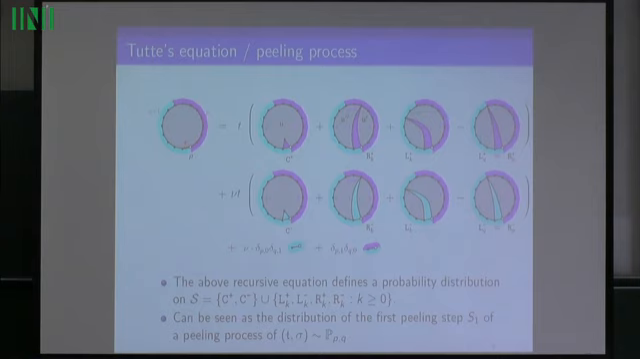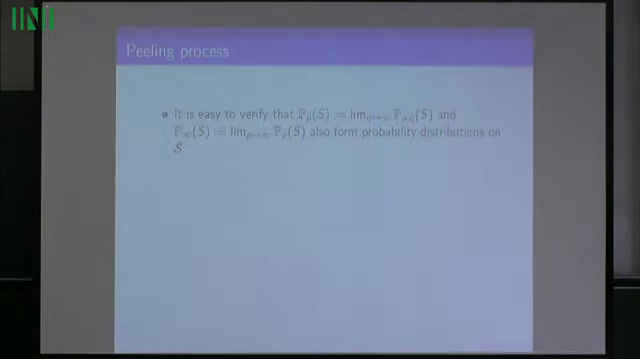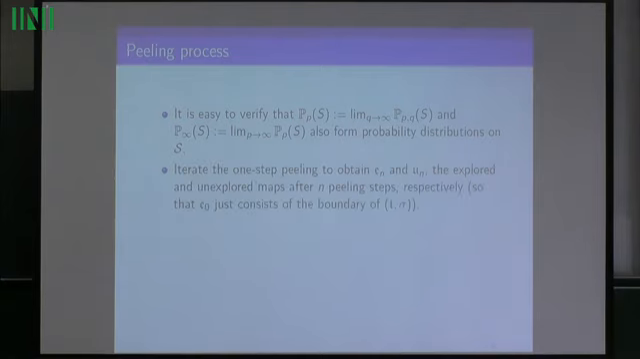So if this is viewed in the first peeling step, then we can first of all study limits of those peeling steps, and we find probability distributions in the q equals infinity and p and q equal infinity setting. So this is basically the building block of our local limits. Then we can iterate this peeling process, and we obtain some explored map and corresponding unexplored map.